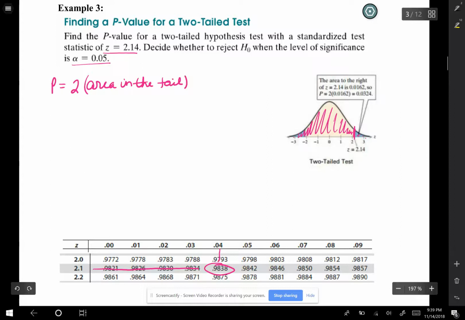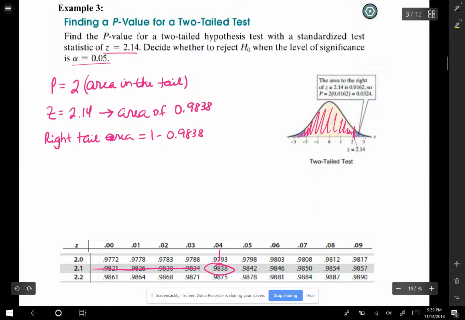And then when we have z equals 2.14, that gives us an area of 0.9838 that we found down here, 0.9838. So in the right tail, the right tail area would be 1 minus 0.9838, which would be 0.0162.